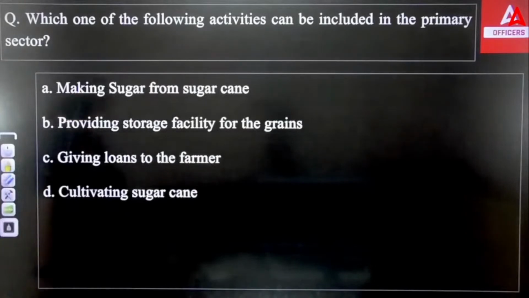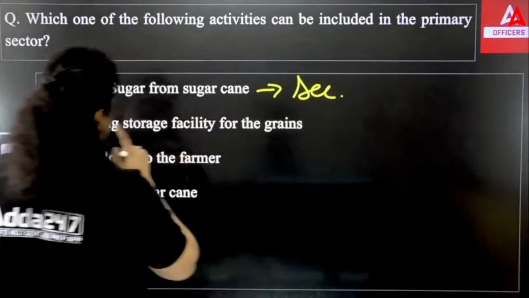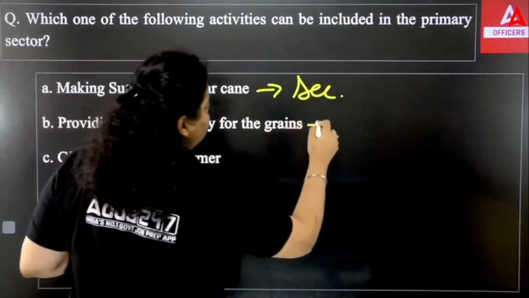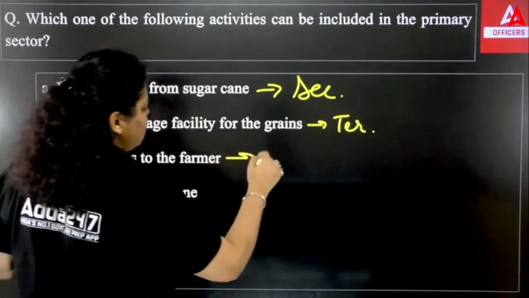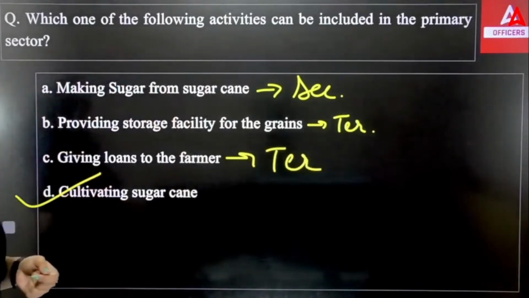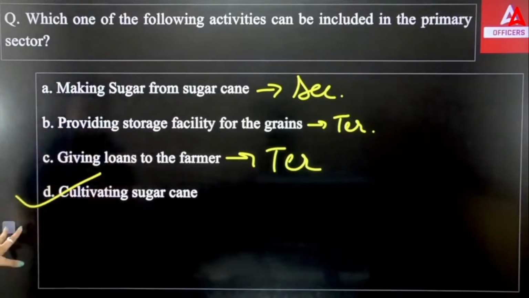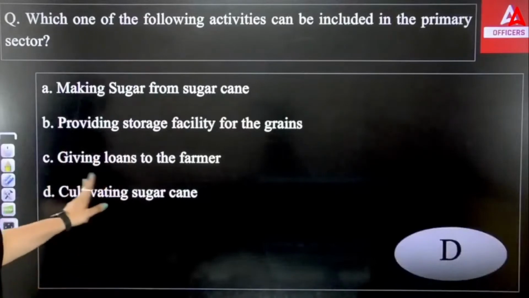First is saying making sugar from sugarcane. No, that's a part of your secondary sector. Providing a storage facility, it means you are providing a warehouse. Providing a warehouse is a tertiary sector. Now giving loan to the farmer, that's a banking work, and that's a tertiary sector. Now the right answer will be cultivating the sugarcane. That is related to natural resources, that is related to agriculture. So cultivating the sugarcane is the right answer for this particular question. So the option number will be D.